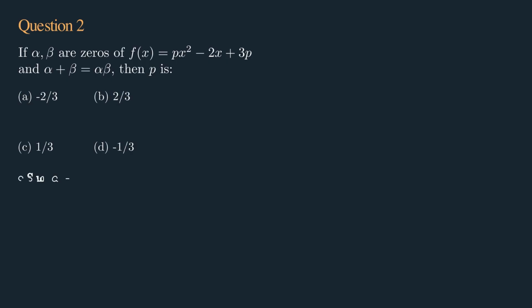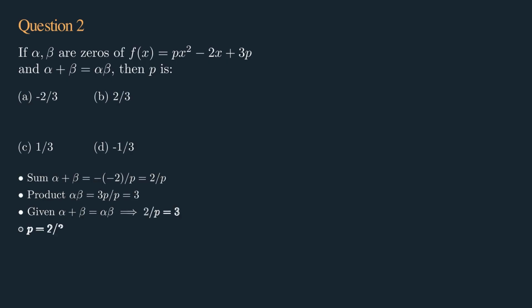Question 2. If alpha and beta are zeros of the polynomial f of x, and alpha plus beta equals alpha beta, find p. Here are the options. The sum of zeros, alpha plus beta, is 2 over p. The product, alpha beta, is 3p over p, which is 3. Given the sum equals the product, 2 over p equals 3. Therefore, p is 2/3. The correct option is B, 2/3.